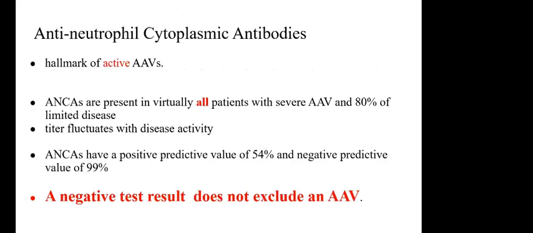The last biomarker for today is the ANCA antibody. ANCA antibody is the hallmark of active ANCA-associated vasculitis. ANCA are present in all patients with severe ANCA vasculitis and 80% of limited disease. Titers tend to fluctuate with disease activity. ANCA has a positive predictive value of 54 and a negative predictive value of 99, but a negative test result does not exclude ANCA-associated vasculitis.